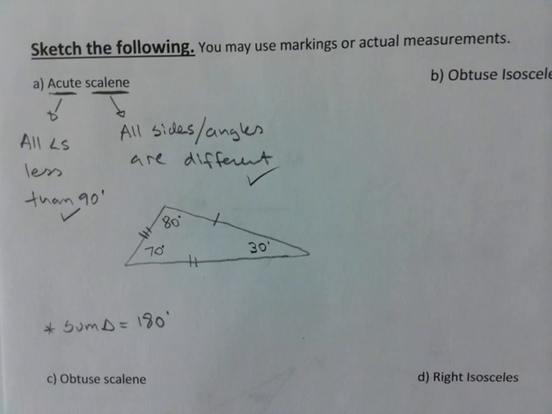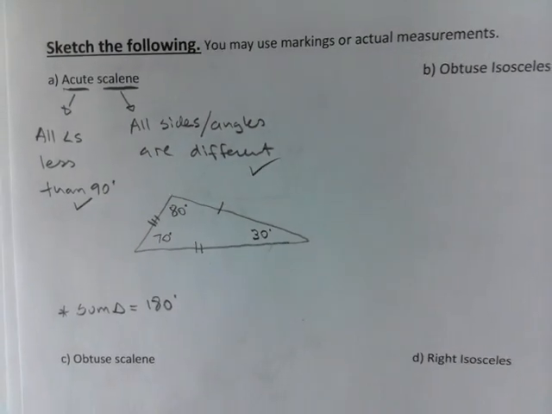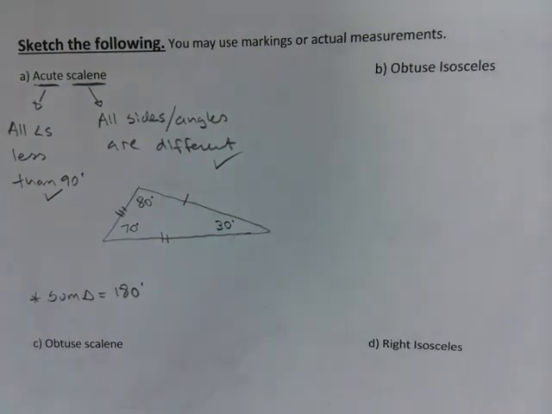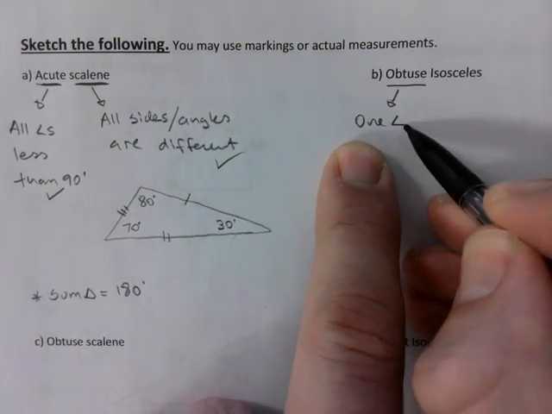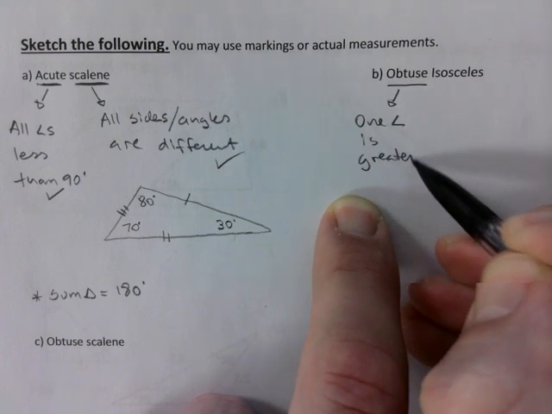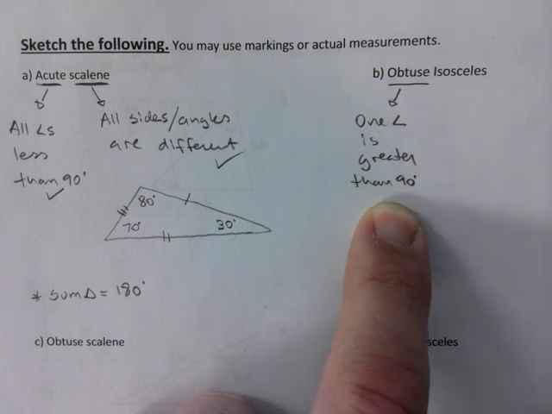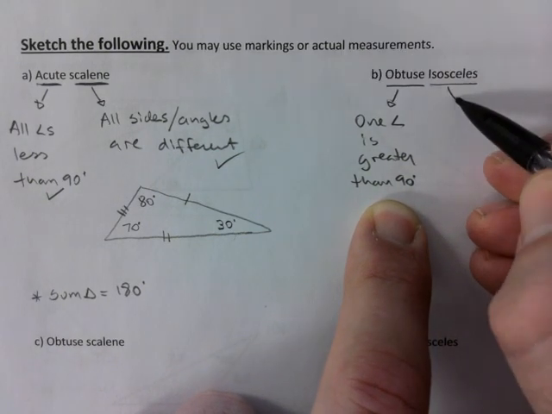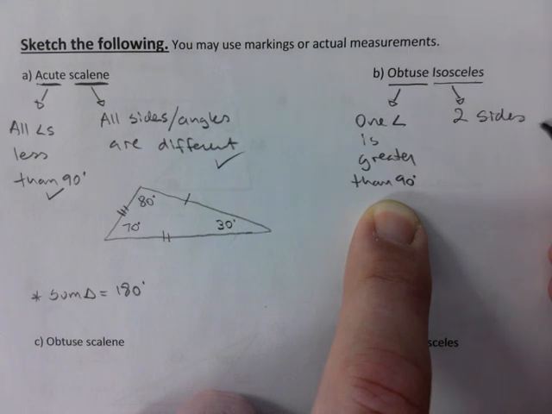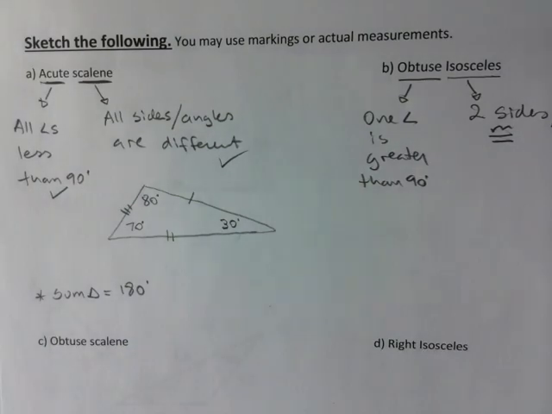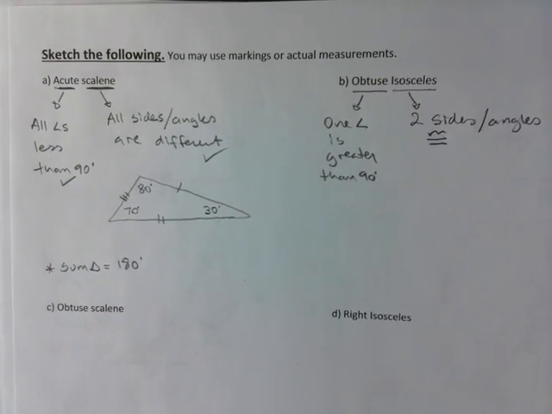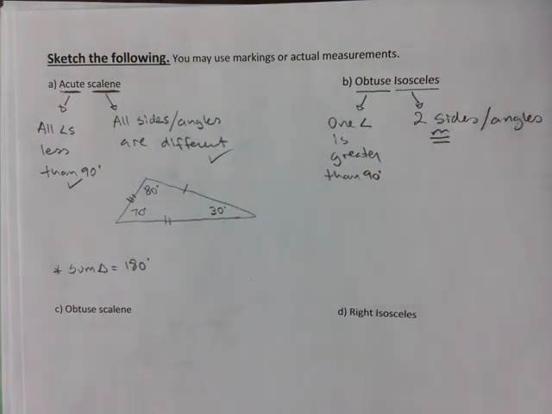Next, right beside it, obtuse isosceles. Let me see. Is this good? You can see that, right? I'm going to leave that. Some of you are still writing. Obtuse: one angle is greater than 90. That's what that is telling me. Isosceles: two sides slash angles. Here's the symbol of the day. Oof, I'm cutting off, right? Hold on. Two sides or angles must be the same.